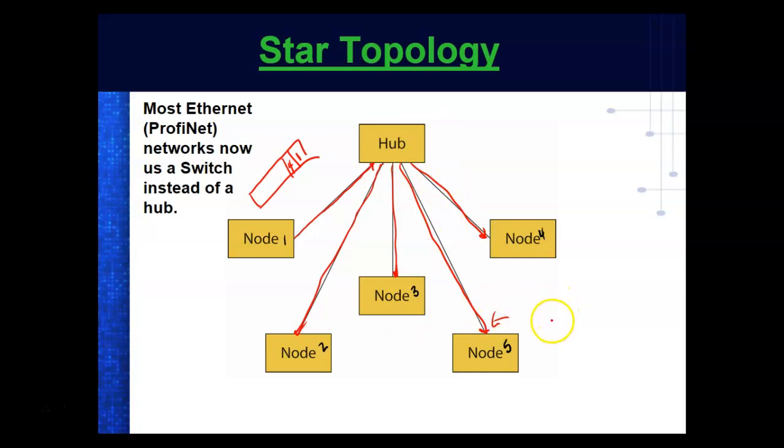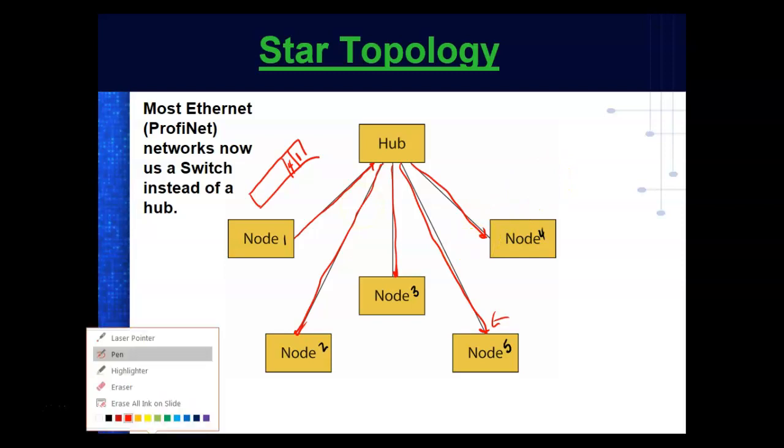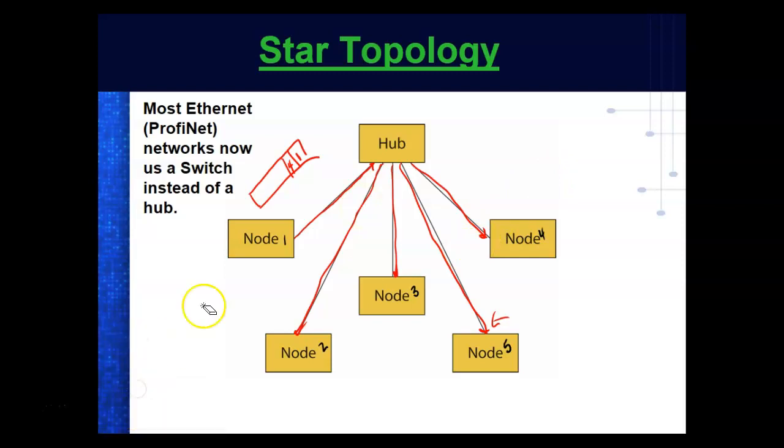You understand? And of course this guy here would send a packet and release it, but 5 could not talk to 3 until node 1 released the packet. So what they did is they came up with what we refer to as a switch.